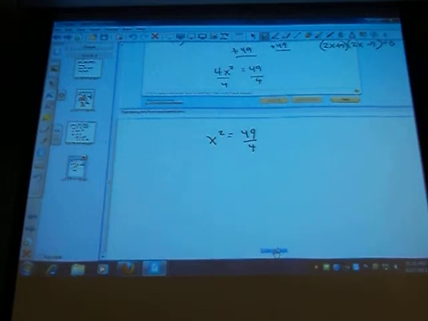Then I want to do the square root of both sides. So the square root of x squared, and then I need plus or minus the square root of 49 over 4. Plus or minus is very important. If you forget the plus minus, you only get half the answer.